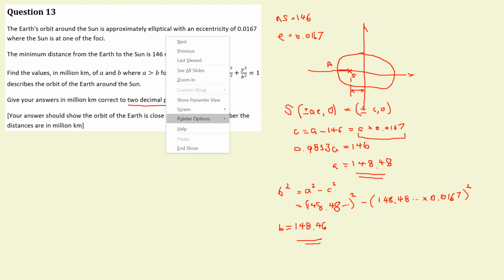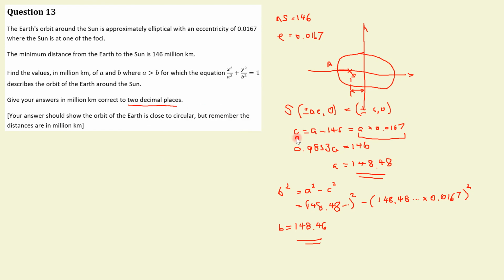You've got to be able to get out this relation here that A minus the 146 is A times the eccentricity. And unless you start with that, you've got nowhere to go. So that's the thing. The diagram needs to start doing a bit of work for you there. You're thinking about how all these things fit together, and you need to know that C is AE.